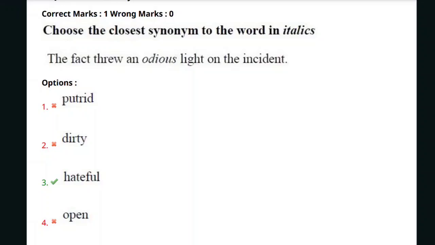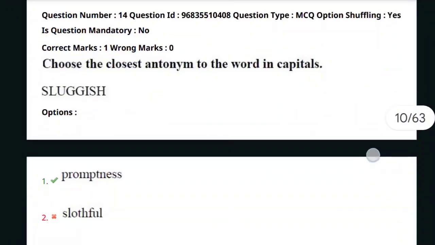Here you need to think about the meaning of the word odious. Odious is nothing but unpleasant or repulsive. So the correct option to the word odious is hateful. And these are synonyms. Odious and hateful are synonyms. And the other options are not going to suit as synonyms to the word odious. Let's move to next question.